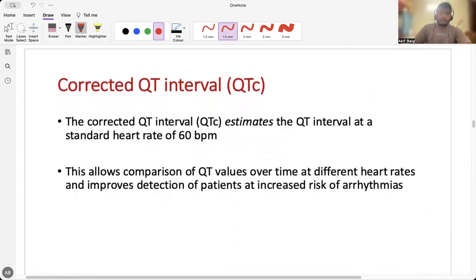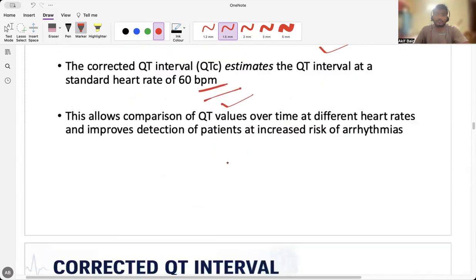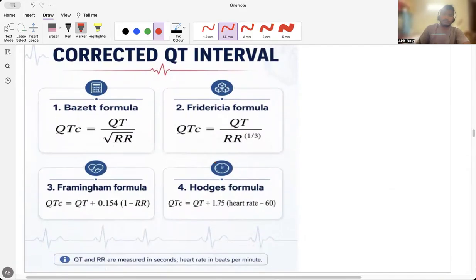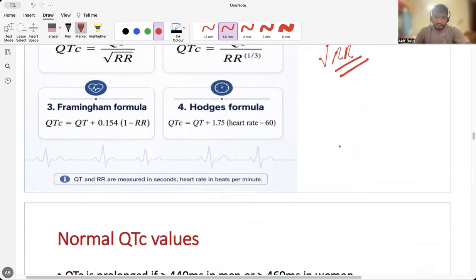The corrected QT interval estimates the QT interval at a standard heart rate of 60 beats per minute. This allows comparison of QT values over time at different heart rates, and also helps in predicting the risk of arrhythmias in these patients. There are various formulas. Most commonly used is the Bazett formula: you do QT divided by the square root of RR, that is the distance between R and R, which you do in seconds.